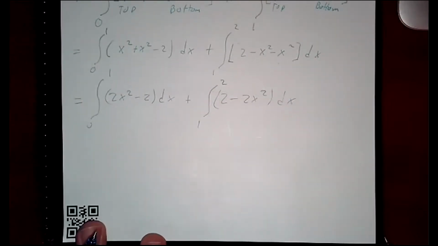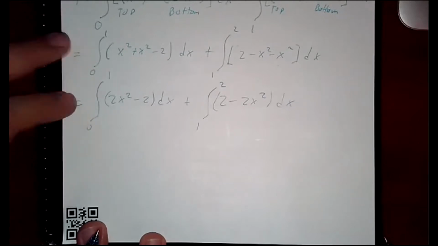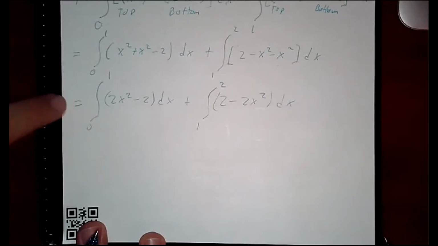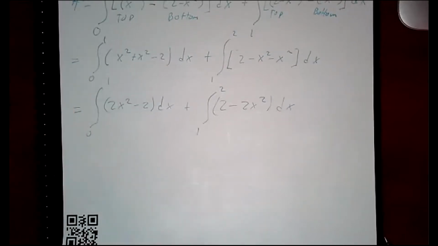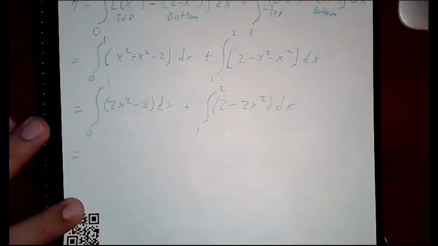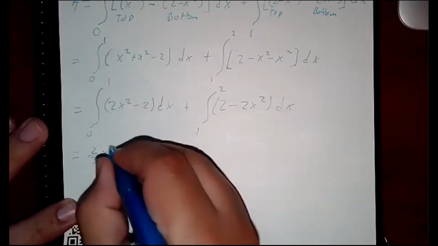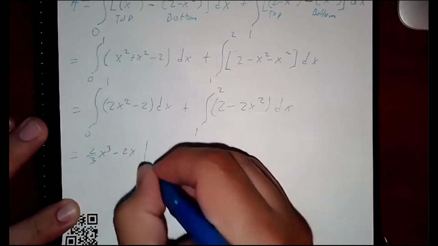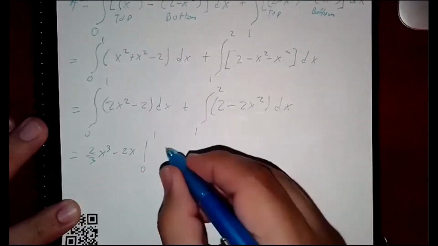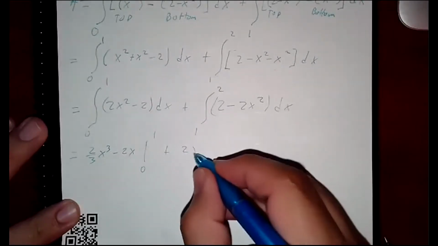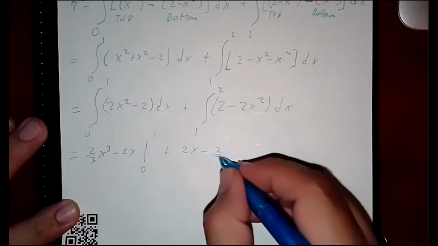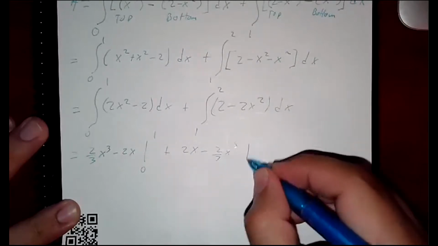Once it's set up, we're back to chapter 5, right? This is the stuff you should be better at. You should know this at this point. I hope so anyway, but we'll see. I'm going to do the integration. That'll be 2/3 x cubed minus 2x from 0 to 1, plus 2x minus 2/3 x cubed from 1 to 2.